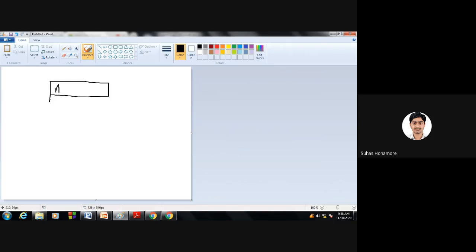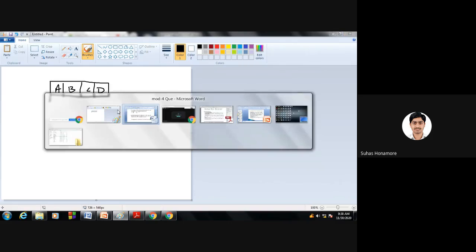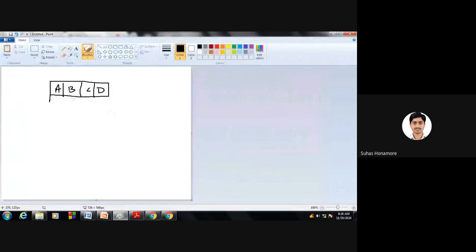A, B, C, D. So these are the new FDs given. B to C is given, then D to A is given. So there are two FDs given. I will write this one as F1 and this one as F2. We have to identify the candidate key again.